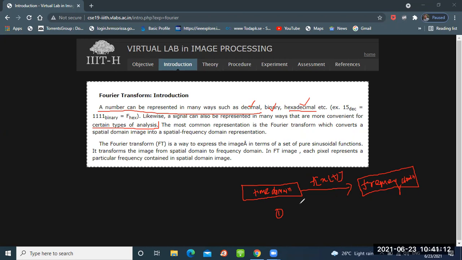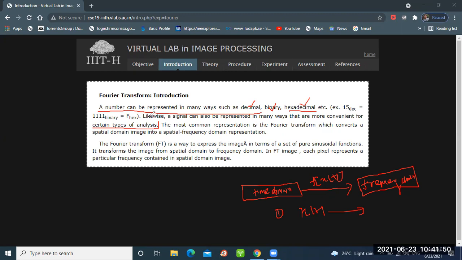And the third thing is some of the properties. For example, the convolution in the time domain can be computed as a multiplication in the frequency domain. Whatever result you get by the convolution method in the time domain, you will get the same result when you perform the multiplication in the frequency domain. So it has some better features than the time domain. That is the reason we convert the signal from one domain to another domain.